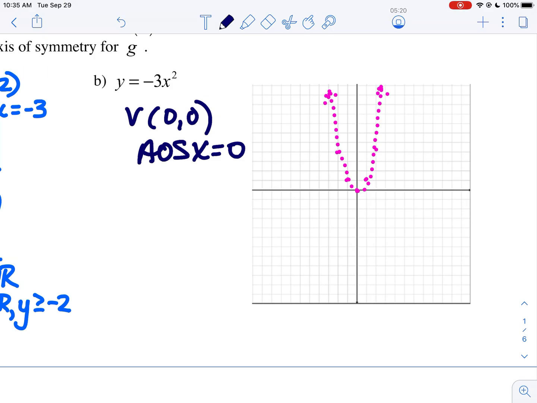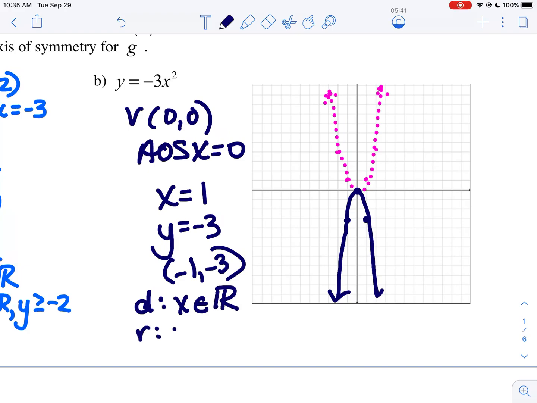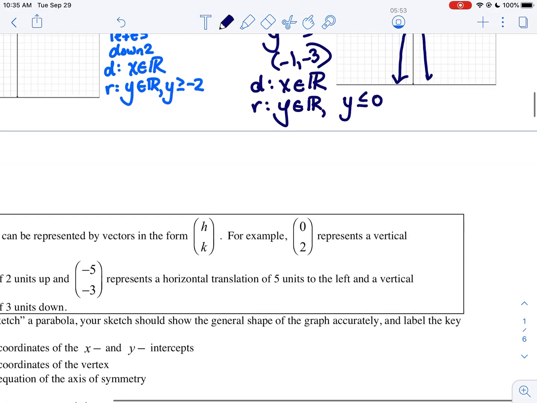Then let's just pick, if I pick x is 1, y would be -3. And then you can use symmetry to get -1, -3. This one opens down because it's reflected over the x-axis. So then the domain is x is all real numbers, and the range is y is a real number such that y is less than or equal to 0. Okay, hopefully that's bringing that back to you.